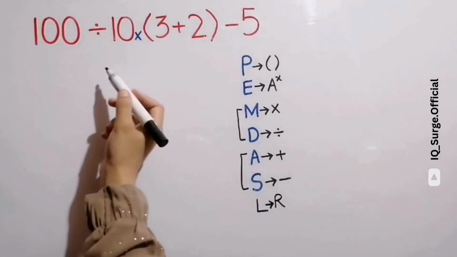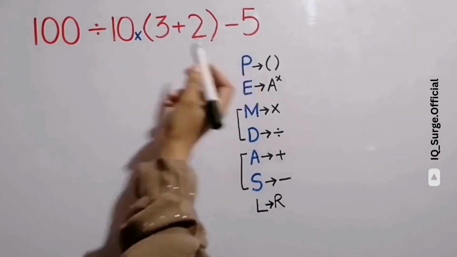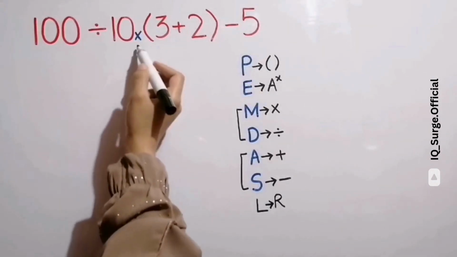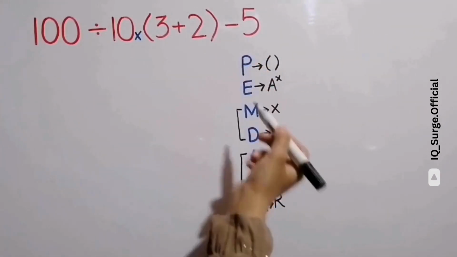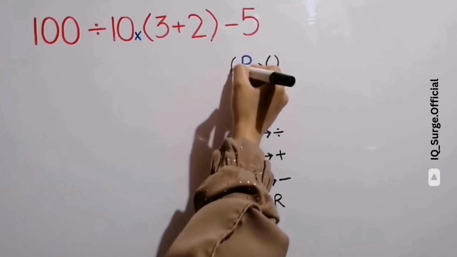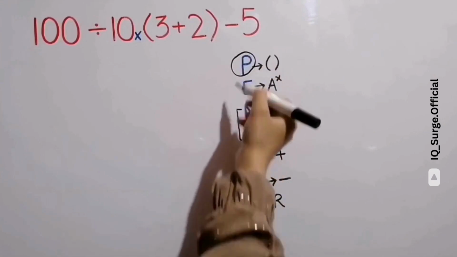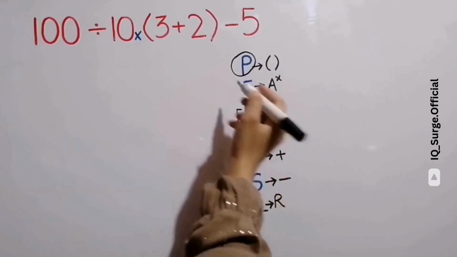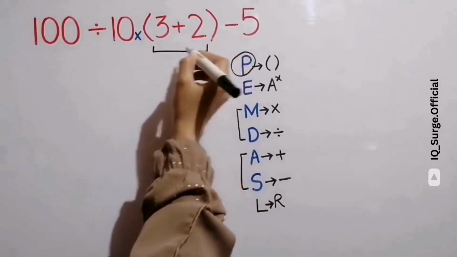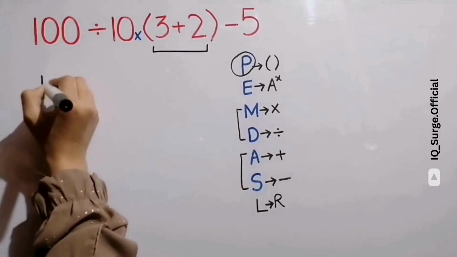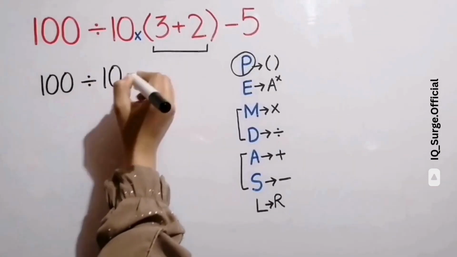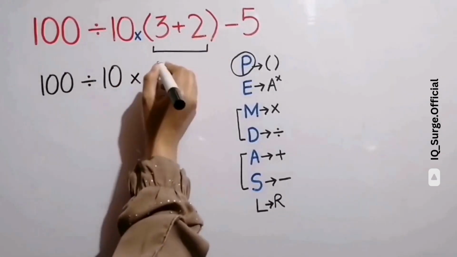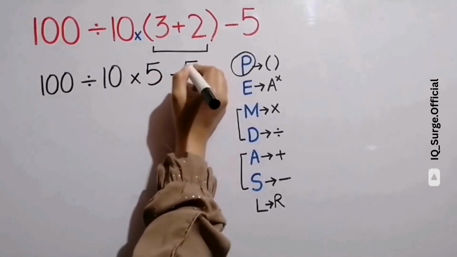As you can see on the screen and in this expression, first we have a division, multiplication, then parentheses, and finally subtraction. According to the PEMDAS rule, first we simplify the parentheses, because parentheses have higher priority than all other operations. Now we simplify this expression as 100 divided by 10, then times 3 plus 2 equals 5, and finally minus 5.